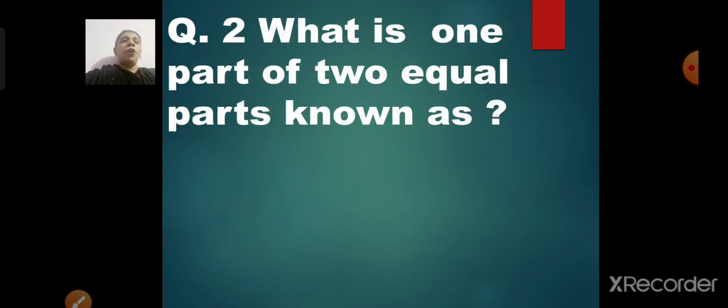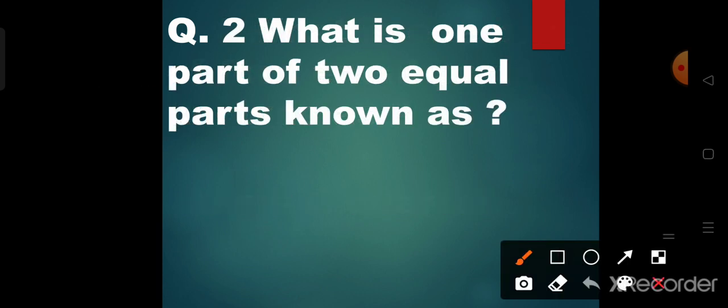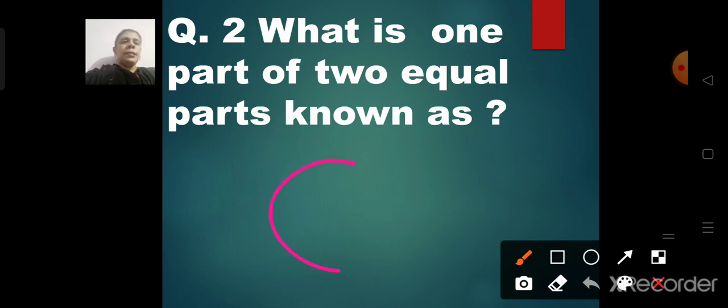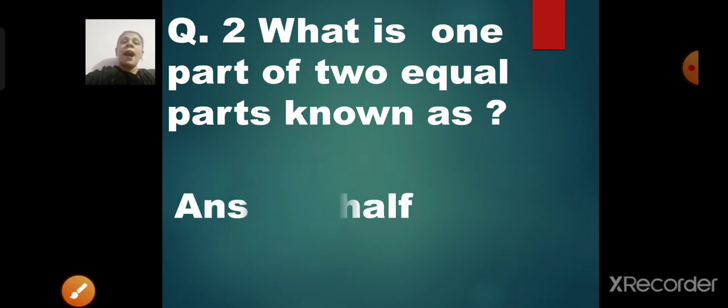What is one part of two equal parts known as? Now this is a whole. When we cut it into two equal parts, what is this one part known as? It is known as a half. That means if we divide one whole into two equal parts, it is known as a half.